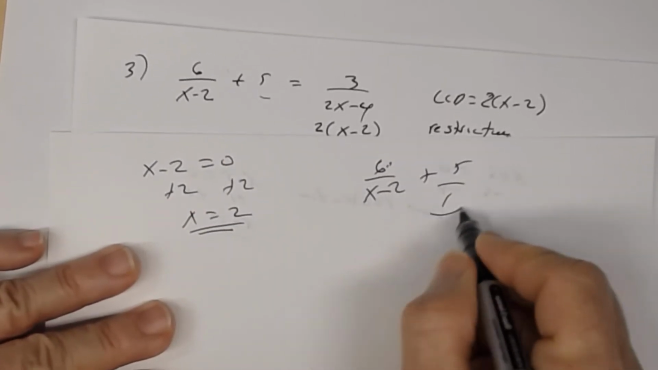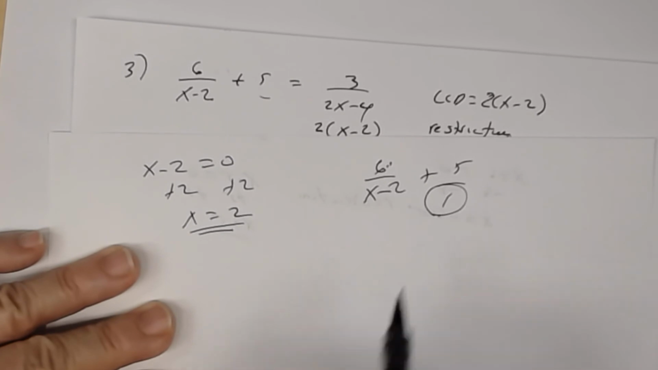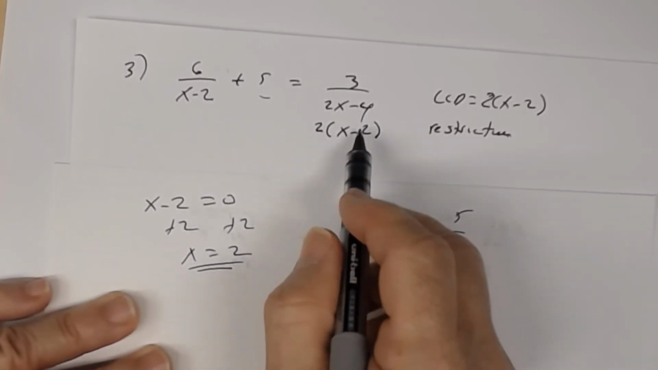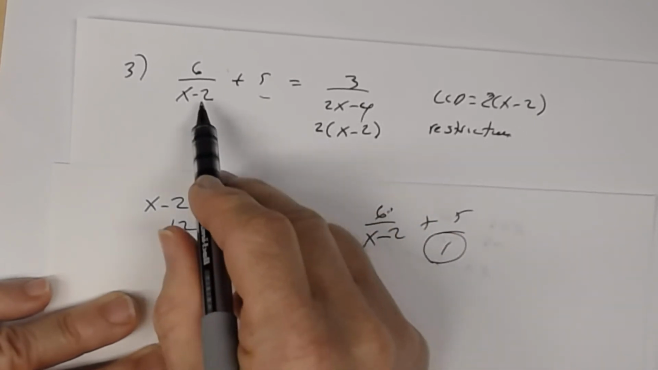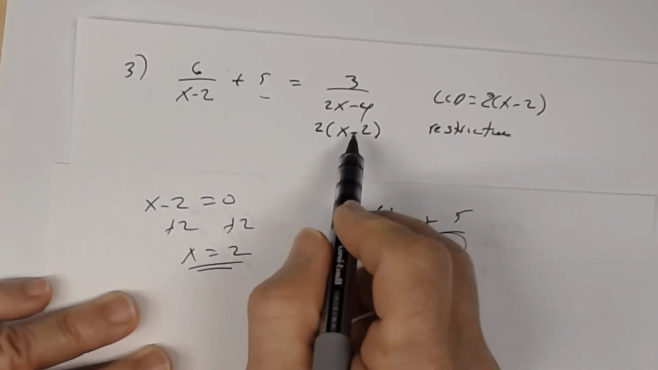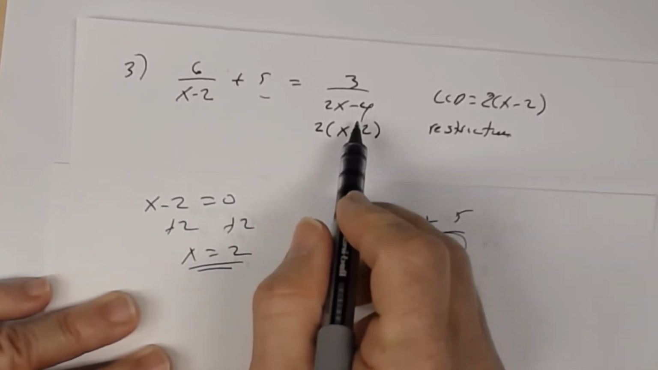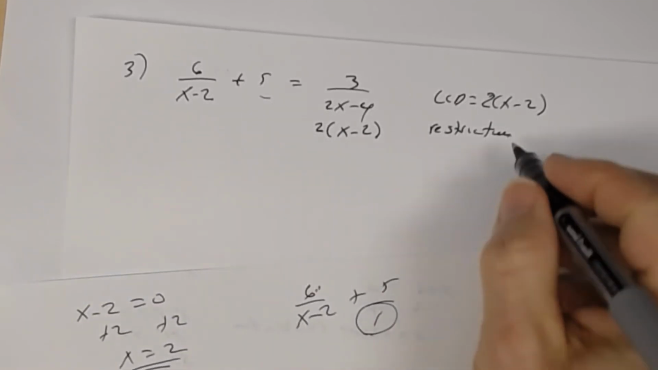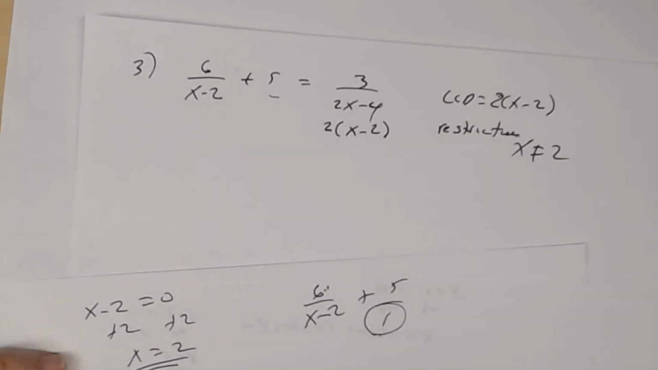You all agree that 6 divided by x minus 2 plus 5, this right here, I can write as 5 over 1, right? Okay, so that's never 0. And over here, the only factor that involves the variable x is this one, and that's the same as this one. So that value of x that makes this 0 is the same as this one. So it's just 2. So your restriction is that x cannot equal 2.